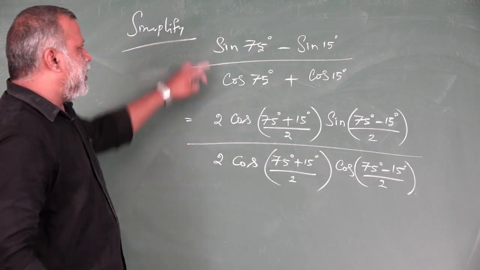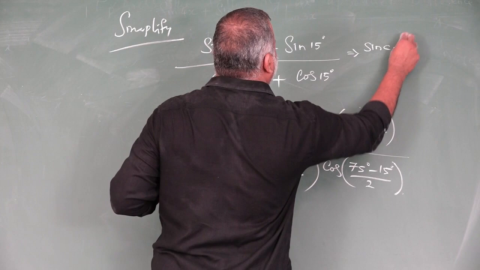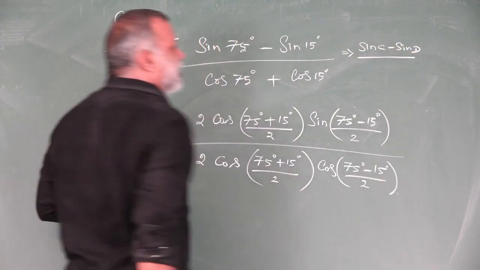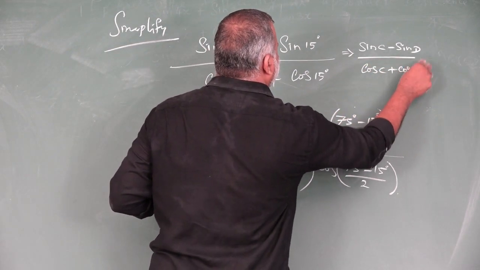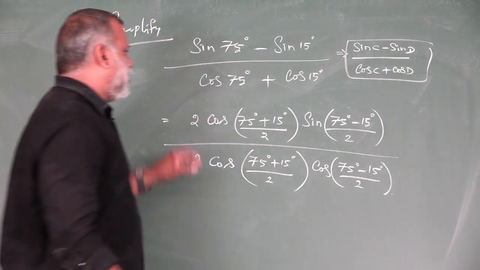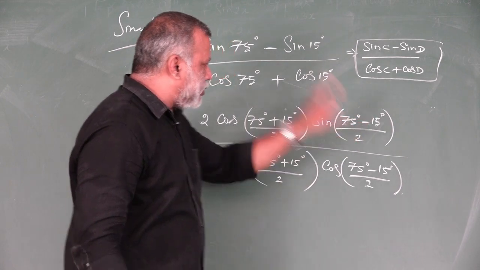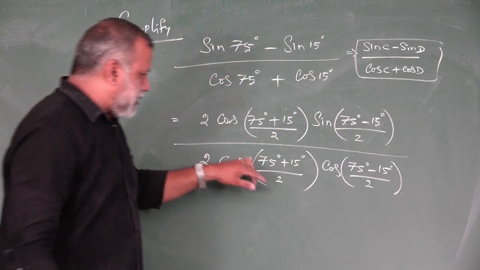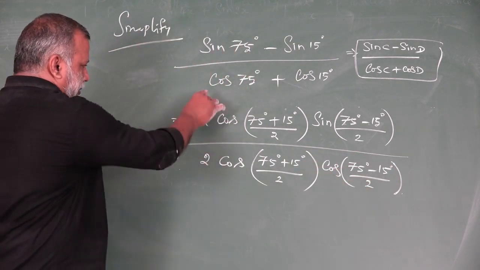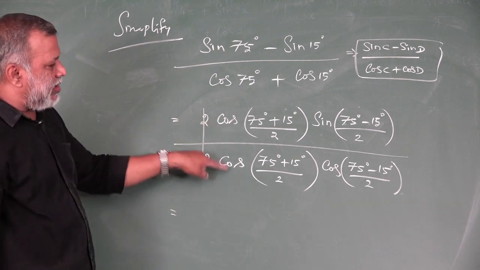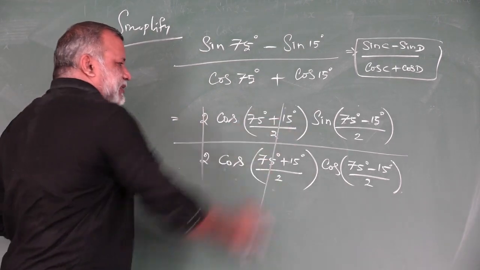So reason carefully. The numerator is in the form of sin C minus sin D, and the denominator is in the form of cos C plus cos D. So use the two ideas here. Then 2 cos C plus D by 2 sin C minus D by 2 in the numerator, and 2 cos C plus D by 2 cos C minus D by 2 in the denominator. Now listen, these will be eliminated. The numerator and denominator have the same value, 75 plus 15 by 2 in both cos terms, so we can eliminate them.